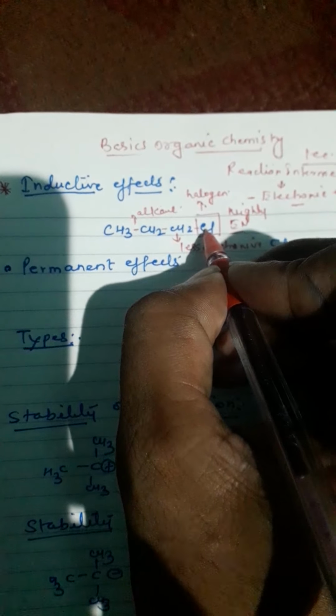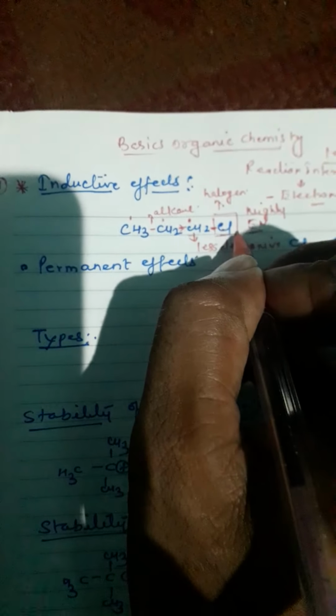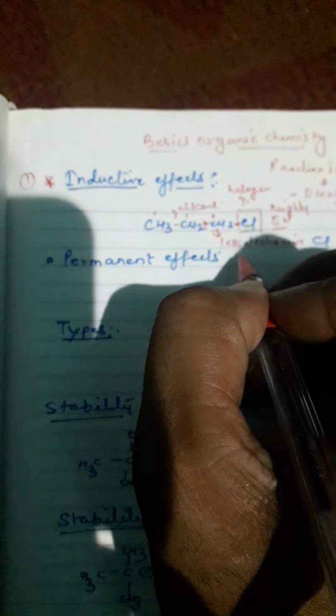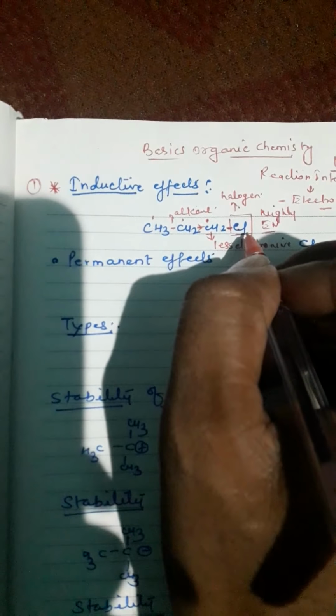What happens here is that chlorine receives the charge from this carbon. More from this carbon, then less from this one, and very little from this one. So the charge shifts from the less electronegative atom to the highly electronegative one. This effect is called inductive. Induct means transfer, from one atom to the next. So it is charge transfer from less electronegative to highly electronegative.